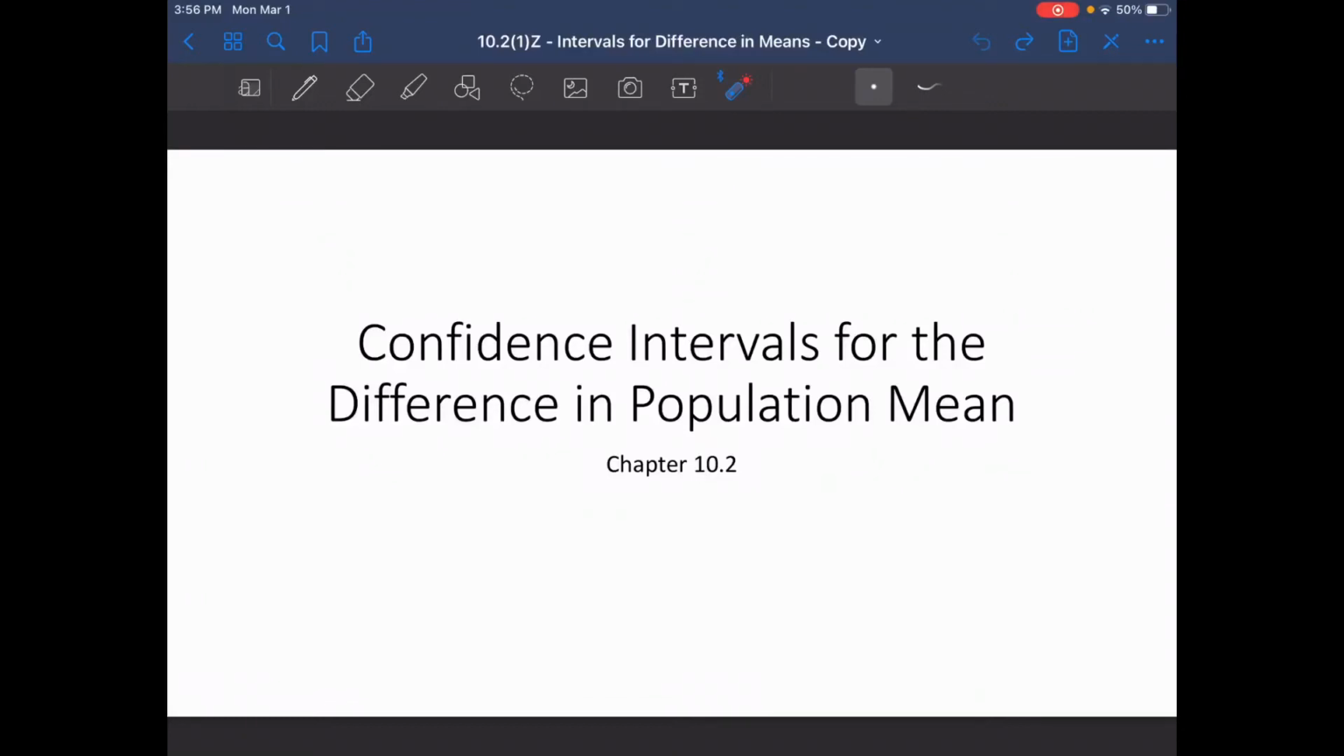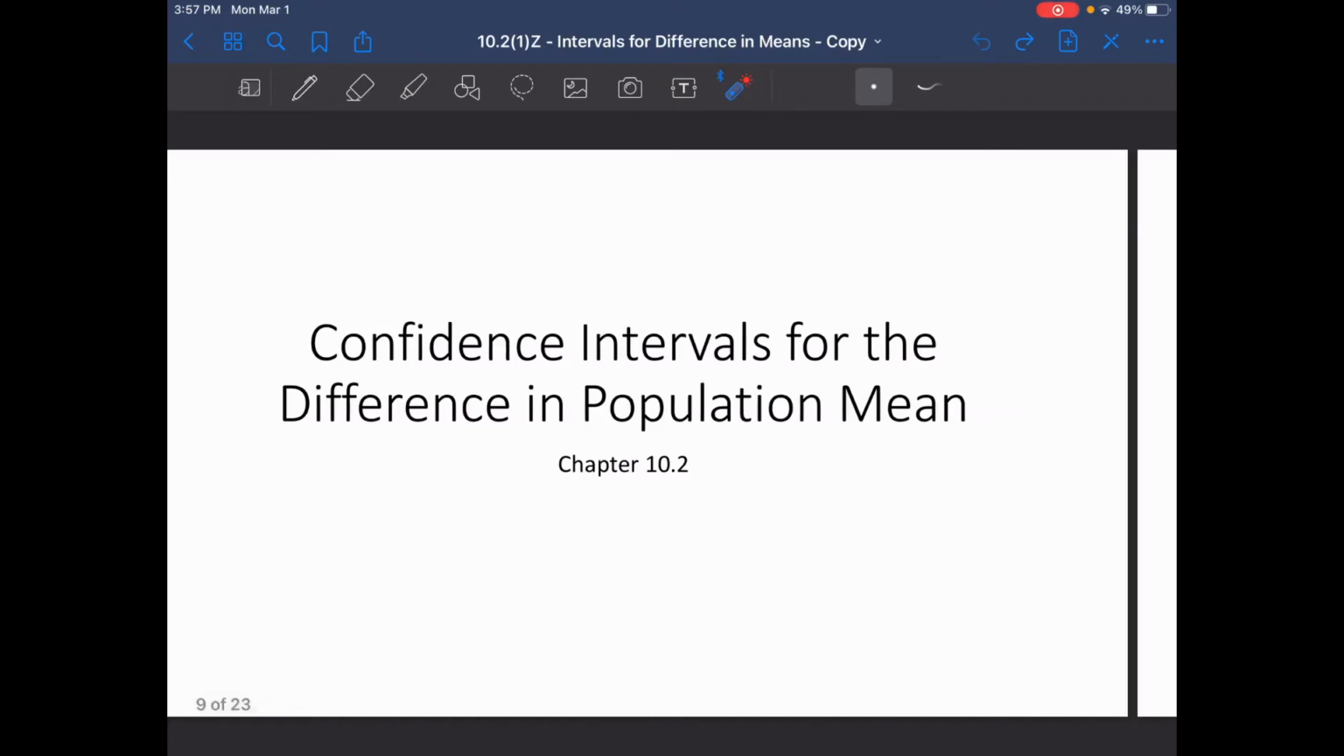All right, guys, in this lesson we're going to be looking at confidence intervals for the difference in population means. So we have been looking at population proportion. For this part of the chapter, we're going to be looking at population mean. So our objective here is just to describe the center, shape, and spread of a sampling distribution. We also want to determine the conditions for inference for the difference of means, as well as construct and interpret a confidence interval to compare two means as well.